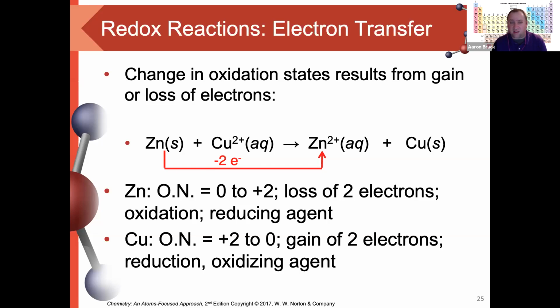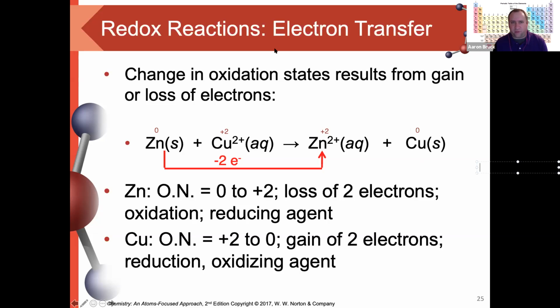But nonetheless, we take that zinc, we react it with the copper in the solution, and it gives us zinc ion and copper metal. Now, from an oxidation number standpoint, we know that the zinc, being an element, has an oxidation number of 0. The copper 2 plus, being a monatomic ion, has an oxidation number of +2. Zinc ion being a monatomic ion, its oxidation number is the same as the charge also, so +2. And copper being an element has an oxidation number of 0.